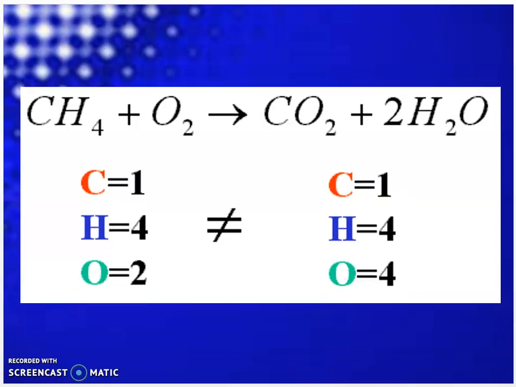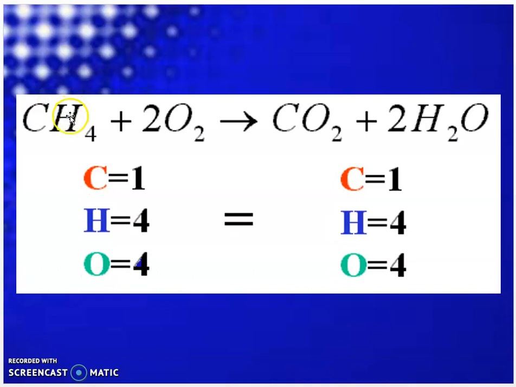Another example, there's 1 carbon on both sides, 4 hydrogens, but when we get to oxygen, there's only 2 on the left, but we have 4 on the right. So this chemical equation does not follow the law of conservation of mass.